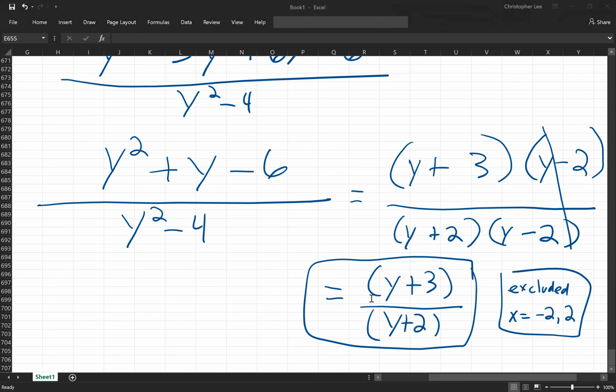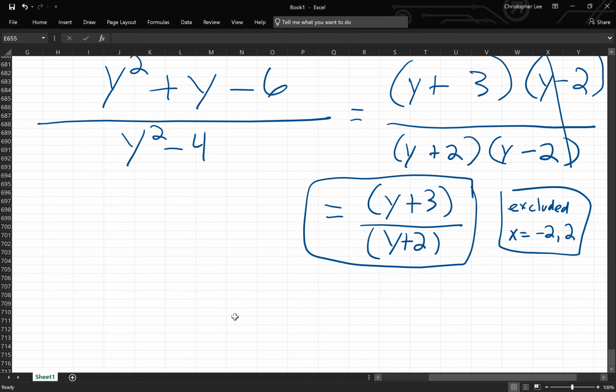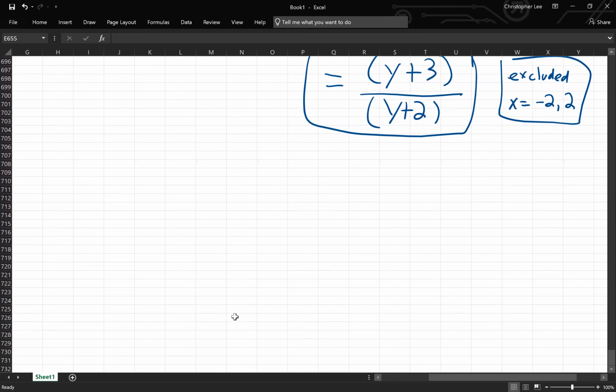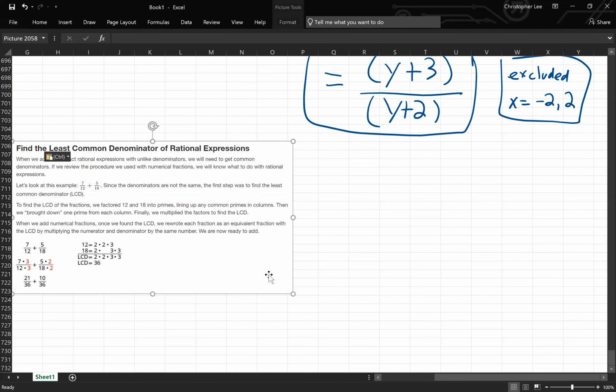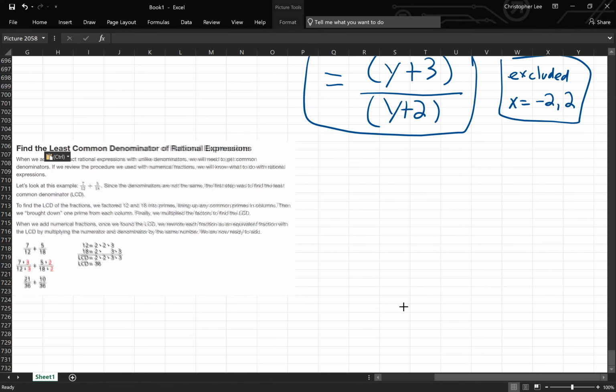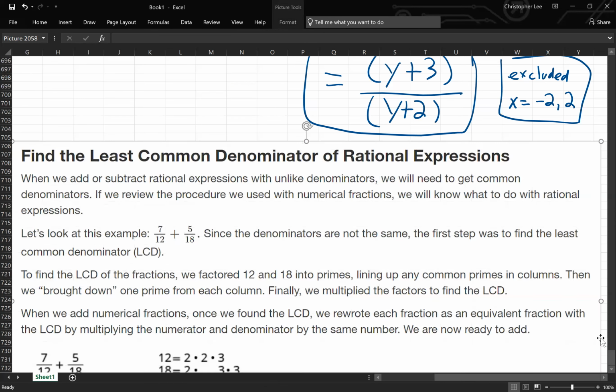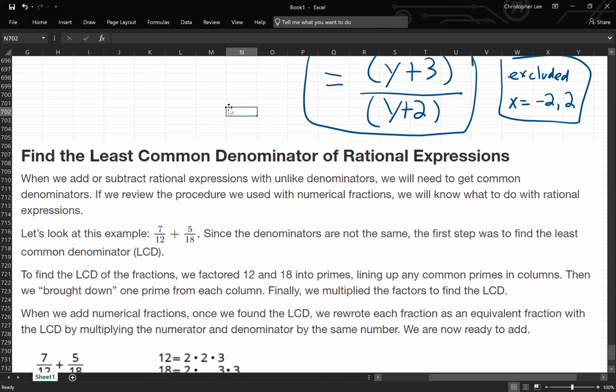All right. So let's really get into this topic. That was our warm up. All right. So here we want to find the LCD of rational expressions. It's the real meat and potatoes right now.